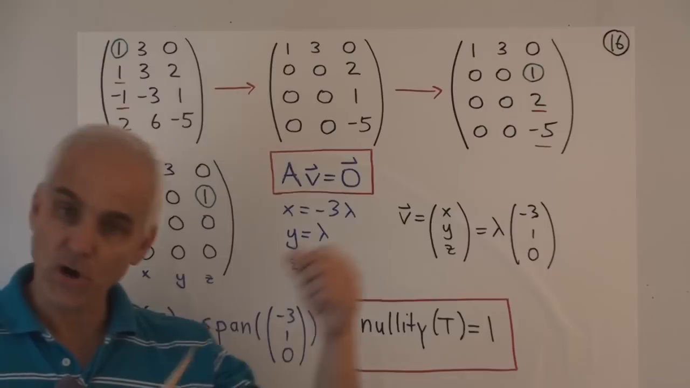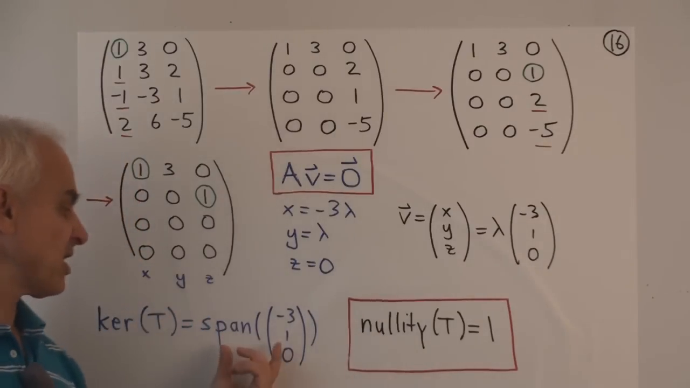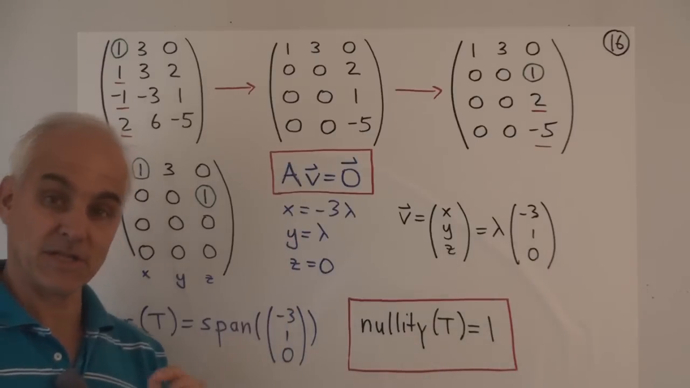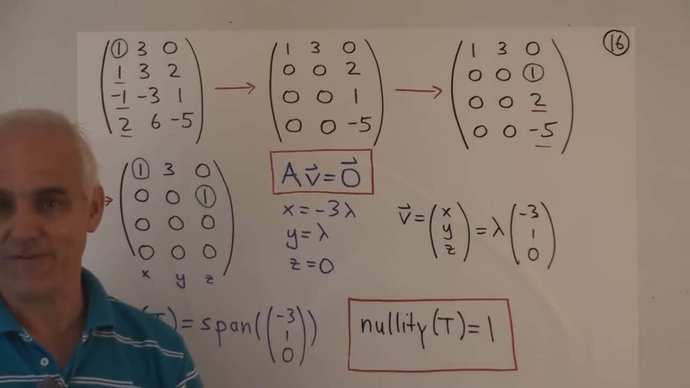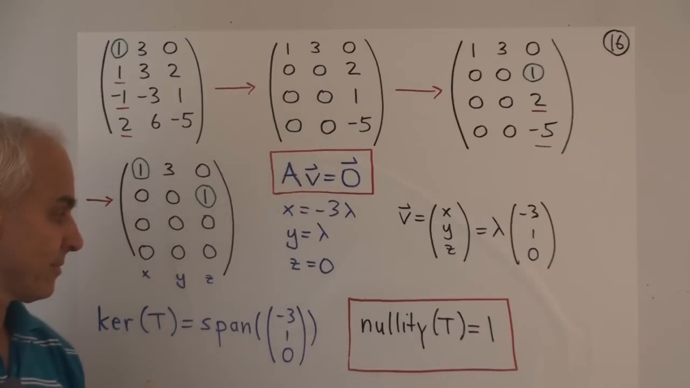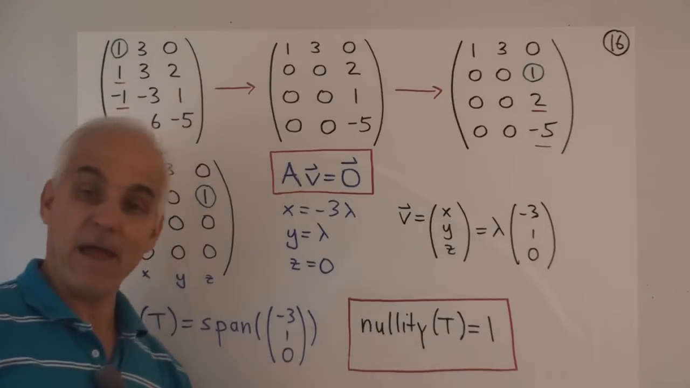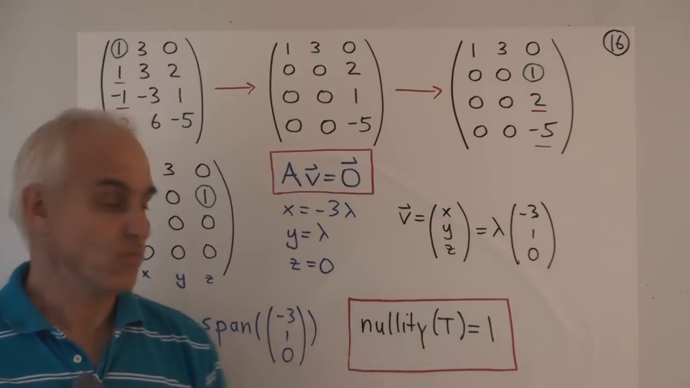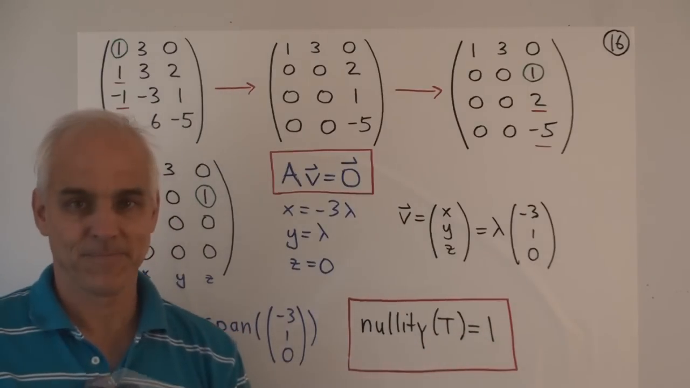That's telling us that all solutions to this equation are multiples of the vector (-3, 1, 0). Or in other words, the kernel of T is just the span of this one vector. It's the line consisting of all multiples of that vector. Those are the vectors with the kernel property. And the nullity is the dimension of that space. Since it's a line, its dimension is 1, so the nullity is 1.